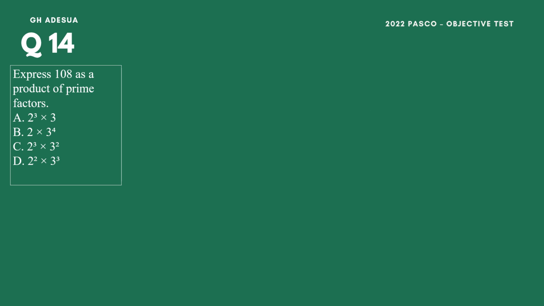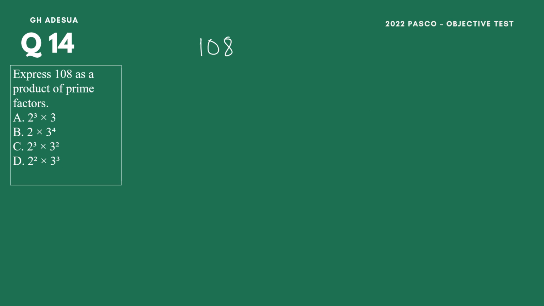That is, we would keep dividing until we get 1. It also mentions the prime factors. So you have 108 as the number we are yet to express as a product of prime factors. At the end we should have the factors of 108 that are prime, and they should be a product, so they must be multiplying each other as well.